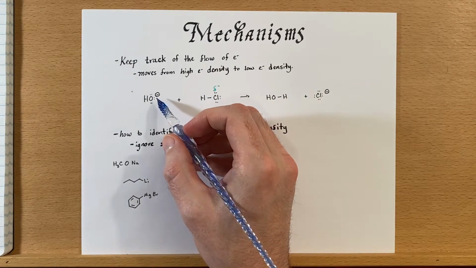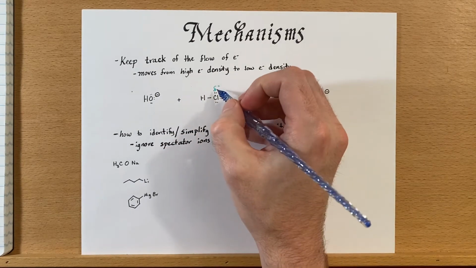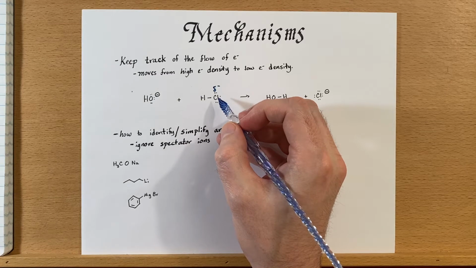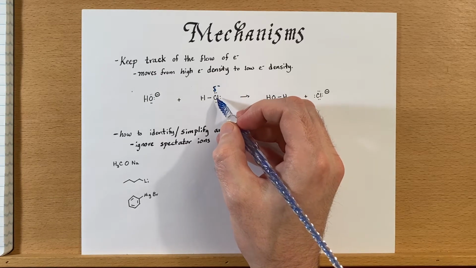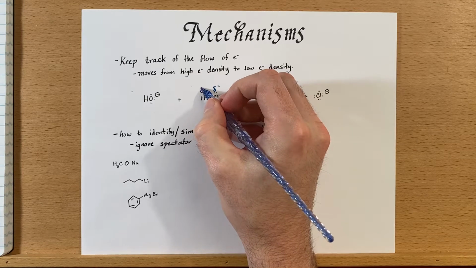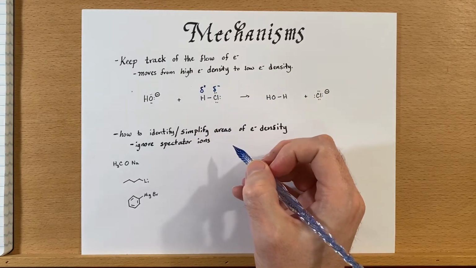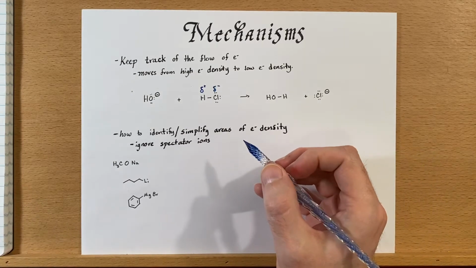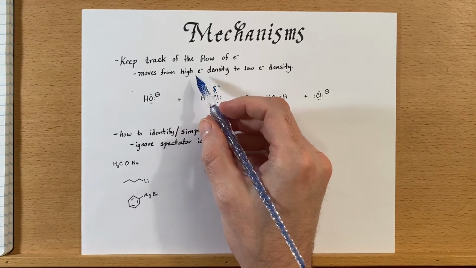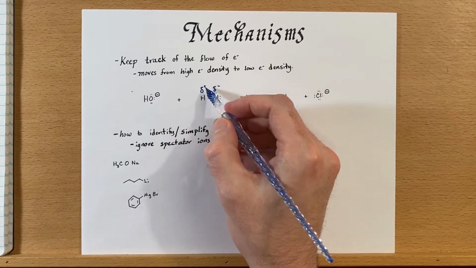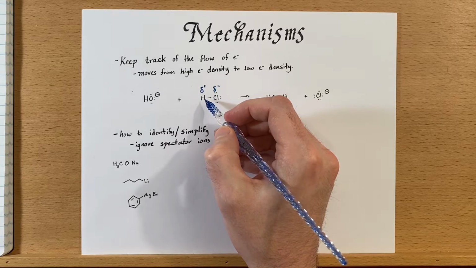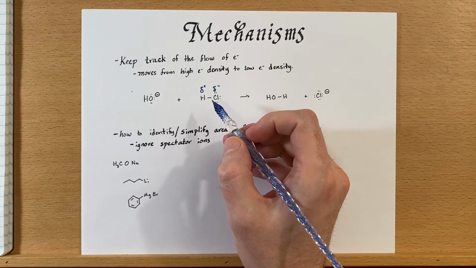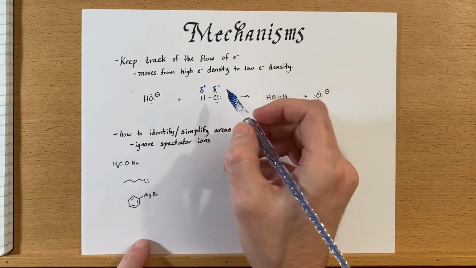Here we have hydroxide ions, and it has a full negative charge. But if we move over to the hydrochloric acid, or HCl, we'll notice that there's going to be a partial negative charge on the chloride and a partial positive charge on the hydrogen. Now, when we draw a mechanism, we'll draw from high electron density to low electron density. So here's the low electron density right here on the hydrogen. And we'll use a double-headed arrow to indicate that there are two electrons moving during this process.